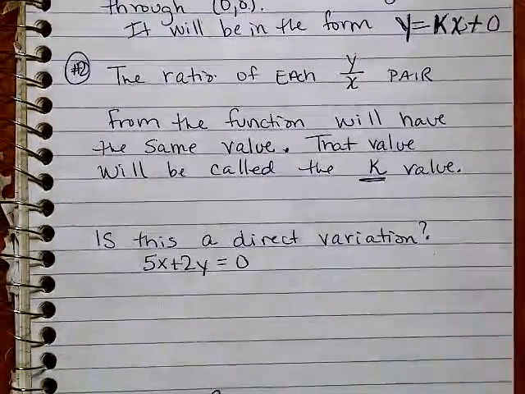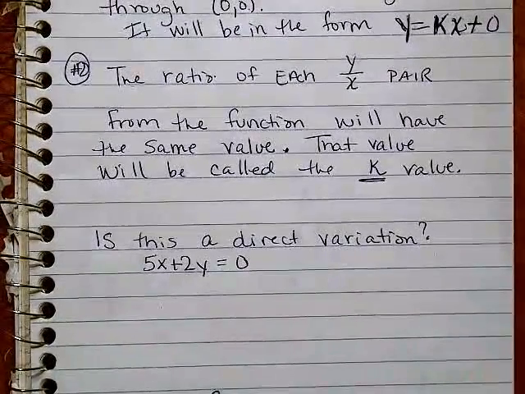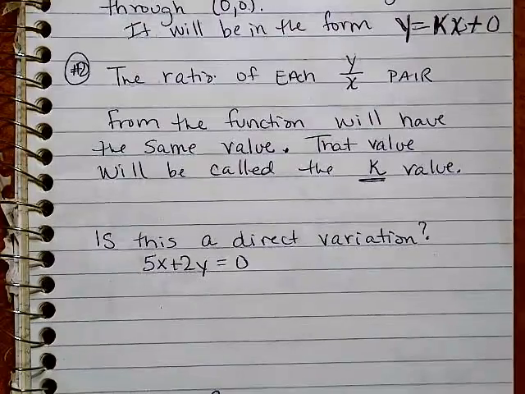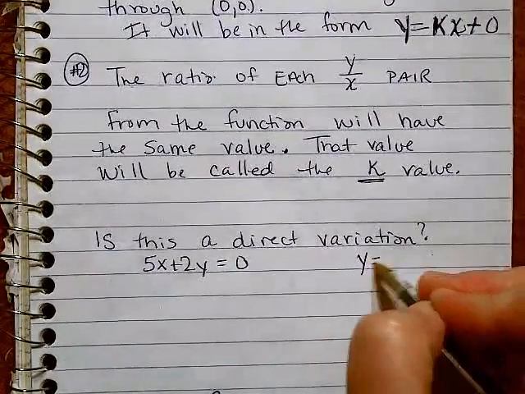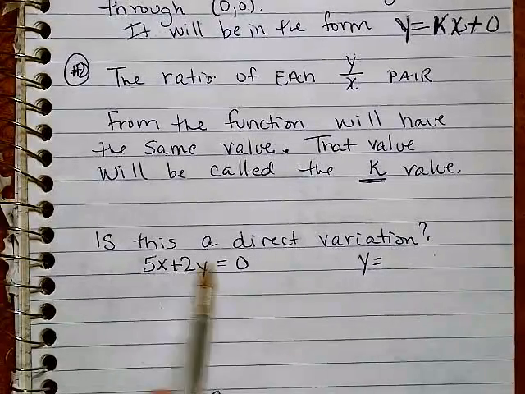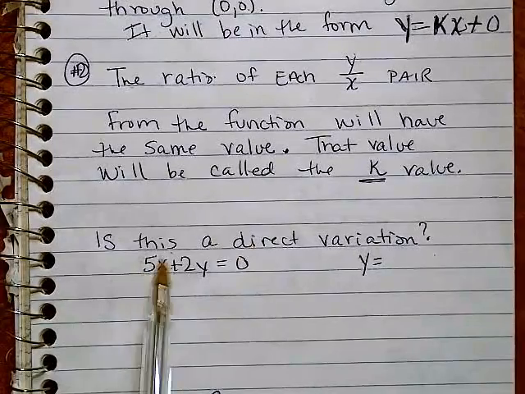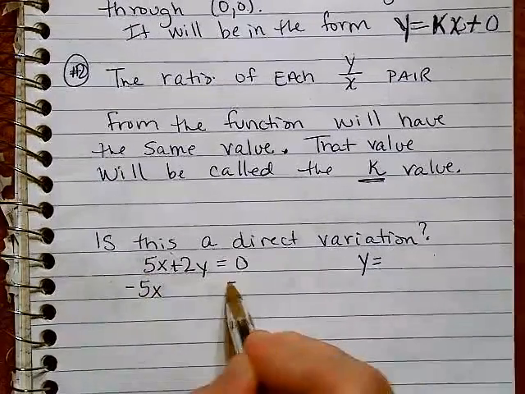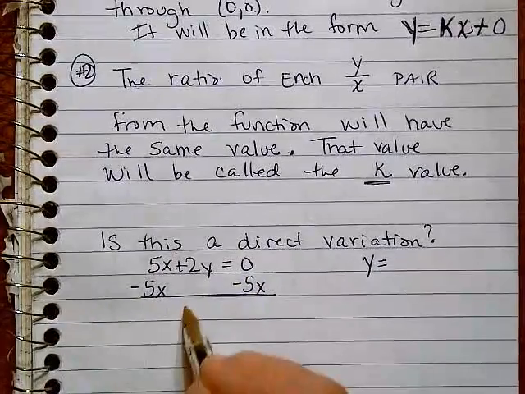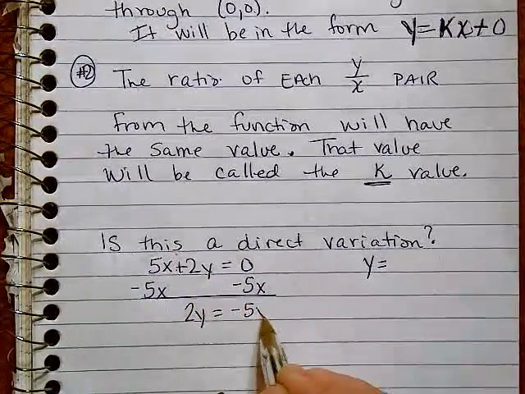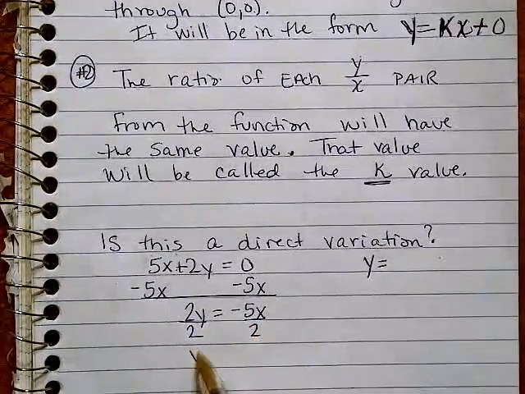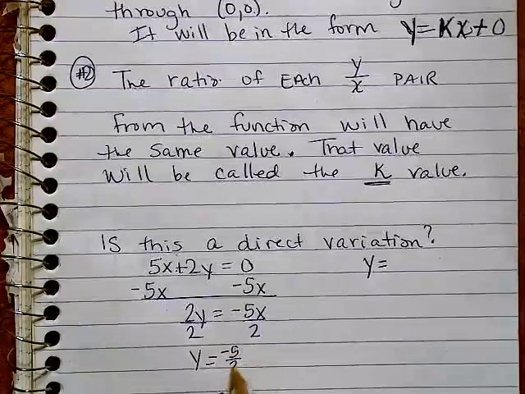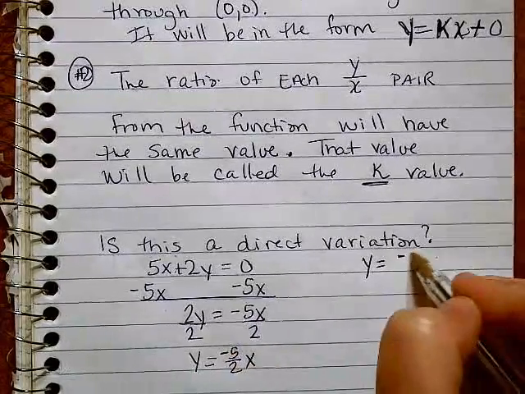The first one says, is this a direct variation? Well, we don't know yet. In order to determine that, we need to look at it in the form where the y part is isolated. So I've got to rearrange this. I want this whole part gone, so I'm going to subtract 5x from each side. That gives me 2y equals negative 5x. Then I'm going to divide by 2, so I end up with y equals negative 5 over 2x.